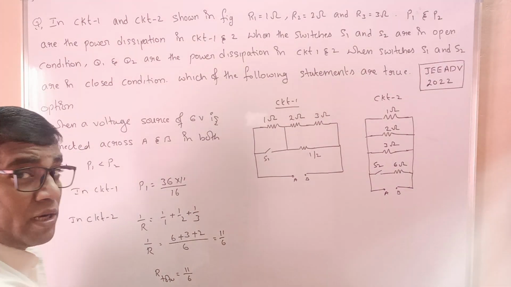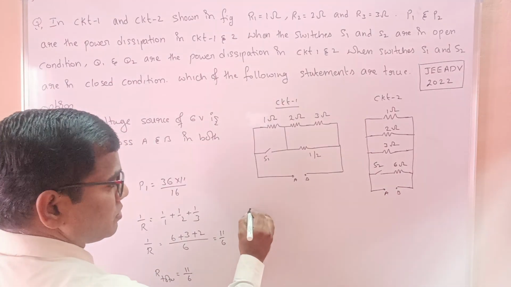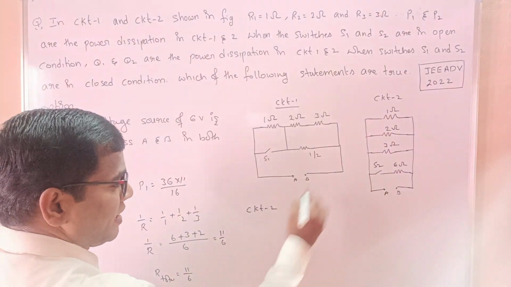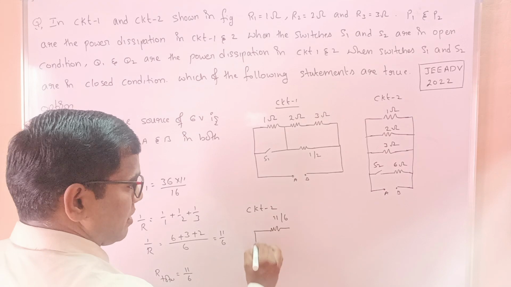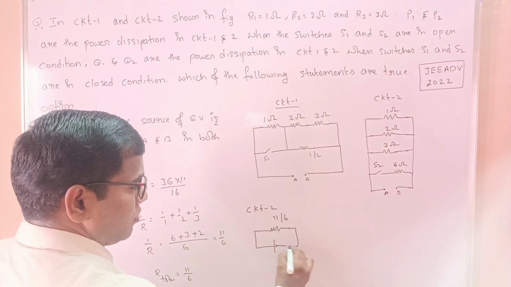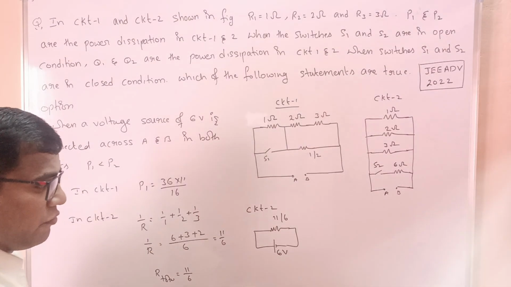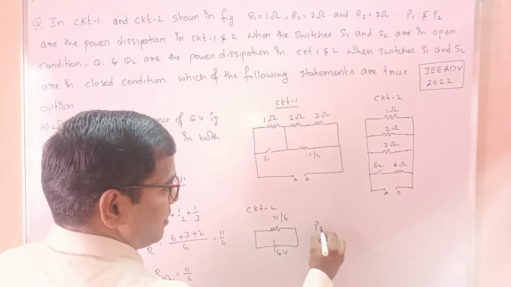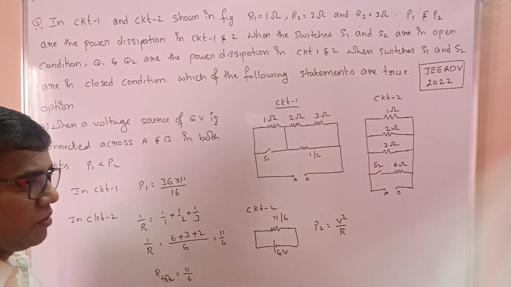So if you got R total as 11 by 6, then circuit 2 is modified as here, it is 11 by 6, and the potential you are applying is 6 volt. Then we will see how much it is. Power P2 can be written as V square by R.